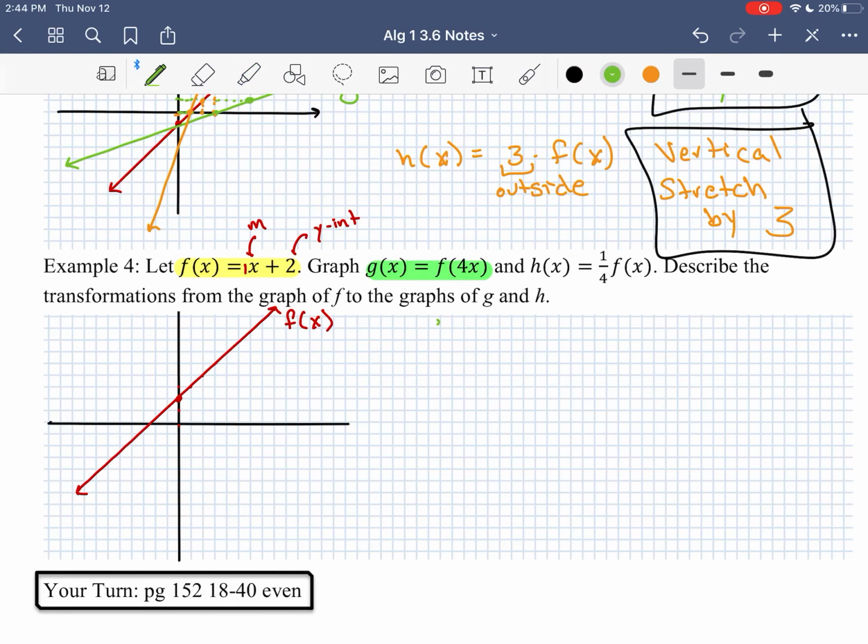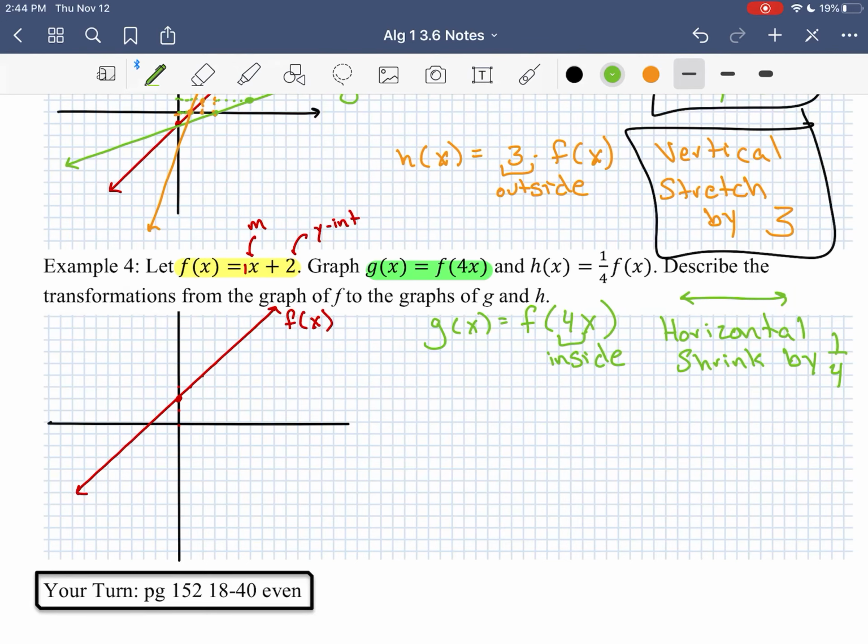Okay, change colors. Now this guy. So let's write that function down. G of x equals f of 4x. That 4 there is inside. So that tells me it's going to be horizontal. Horizontal, left and right. Horizontal works backwards. So since that's a 4, that's going to be a horizontal shrink by 1/4 because it works backwards. So I need to pull all my points in a 4th.